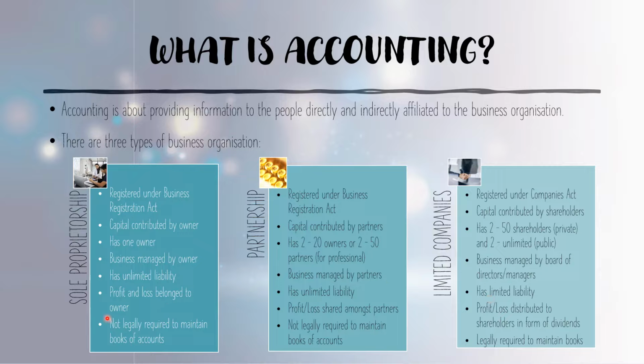The next characteristic is the distribution of profit or loss. Here we can see that under sole proprietorship, all profit belongs to the owner. However, for partnership, any profit or loss must be shared among the partners according to the agreed distribution ratio when they first start up the partnership. For limited company, the profit or loss is distributed in the form of dividends. How much dividend is to be distributed depends on the discretion of the board of directors.